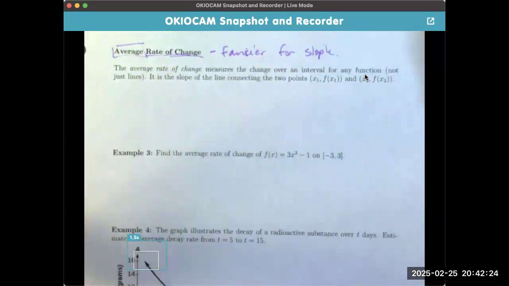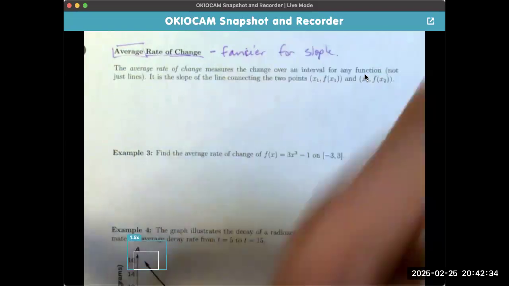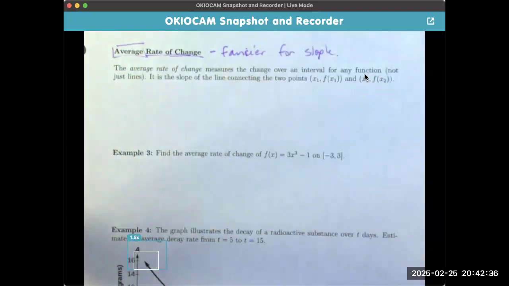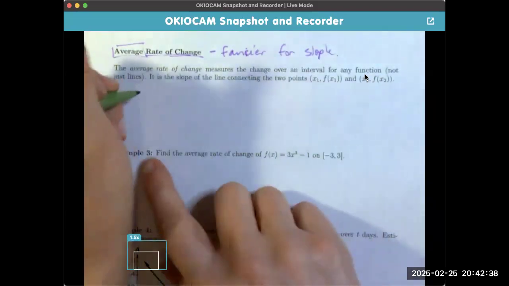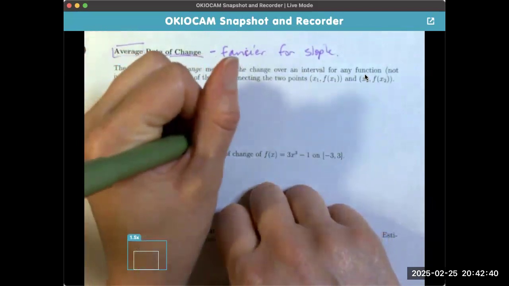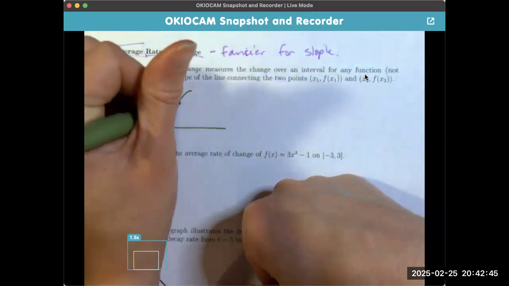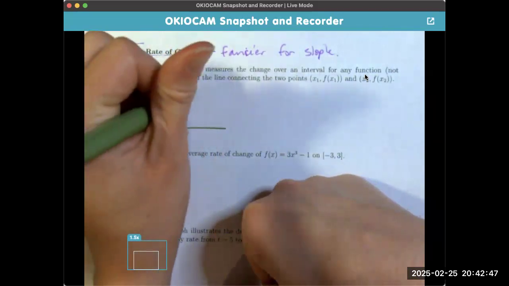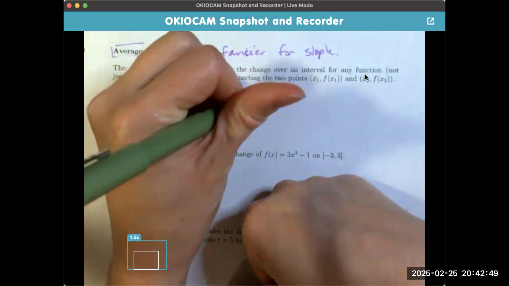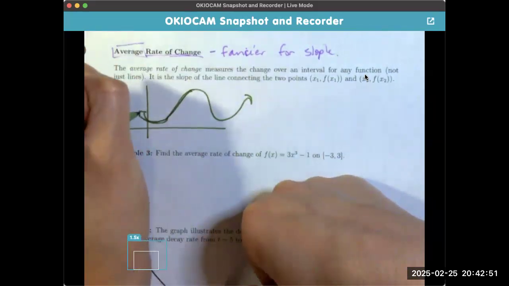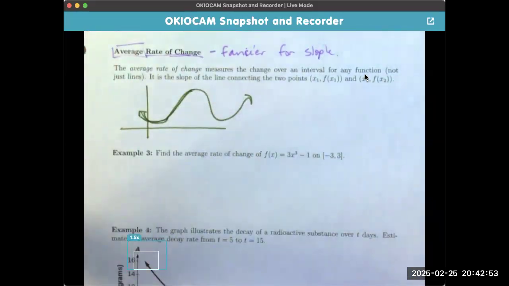The average rate of change measures the change over an interval for any function, not just a line. It is the slope of the line connecting 2 points, x1, f of x1, and x2, f of x2. So let me draw a pretty picture. Suppose here's a function, and maybe it looks like this. Oops, but make it smooth and continuous. I just can't draw well, sorry. Okay, so maybe it just kind of looks like that.